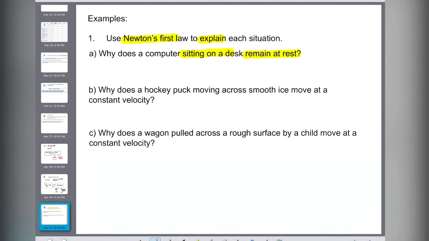You can actually just say that if it's remaining at rest, implicating that the acceleration is zero in this case, then the net force acting on it must also be zero. And the requirement for any of these dynamics or force questions is that you can always use a free body diagram to help you. And so to draw a free body diagram for a computer sitting on a desk, we would draw a box.